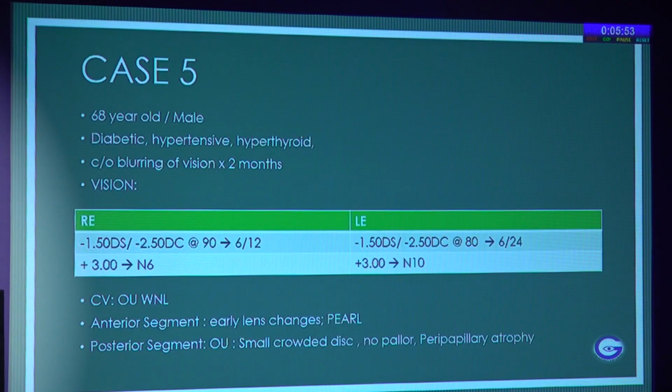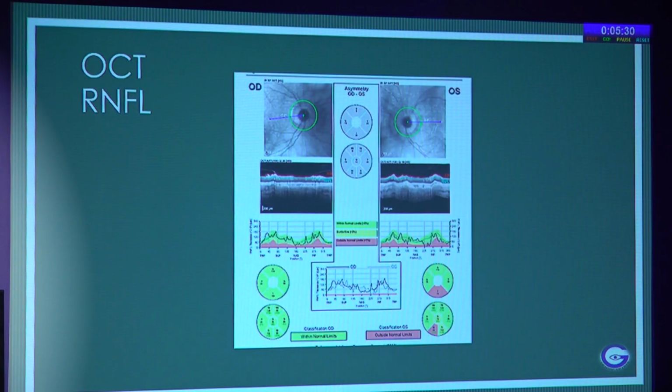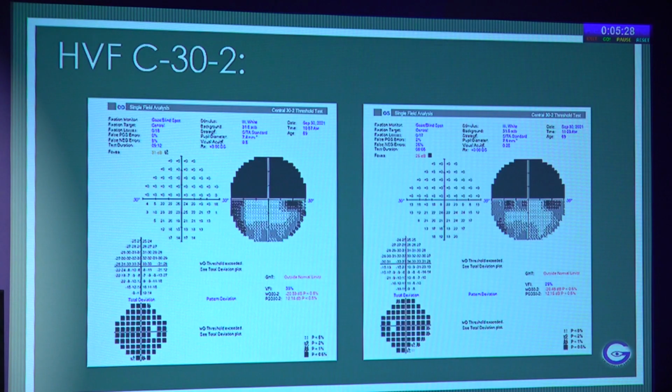So this is case 5, a 68-year-old male, diabetic, hypertensive, hyperthyroid, with blurring of vision of 2 months. Vision was 6/12, N6 in the right eye, 6/24, N10 in the left eye. Everything else was normal. The anterior segment, some early lens changes. Posterior segment showed a small crowded disc, but other than that, there was no pallor or anything. RNFL didn't give me much clue. I did a field straight away.